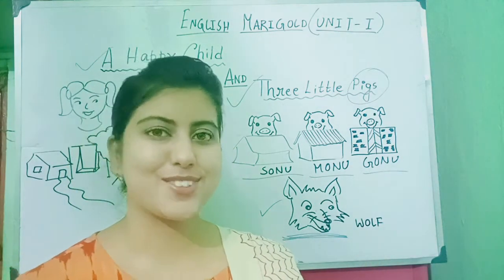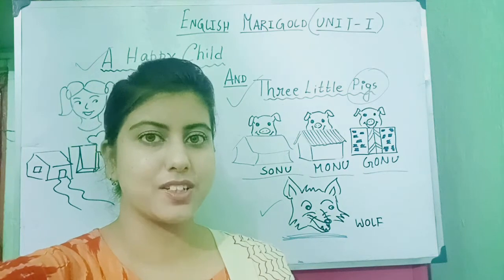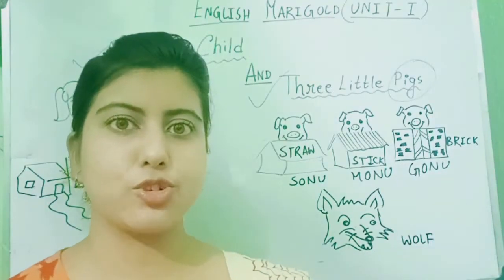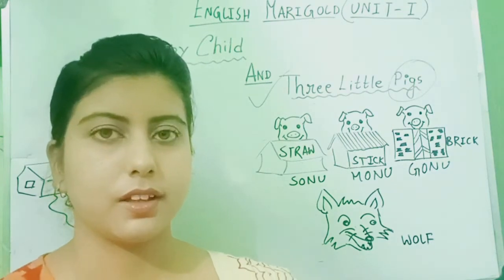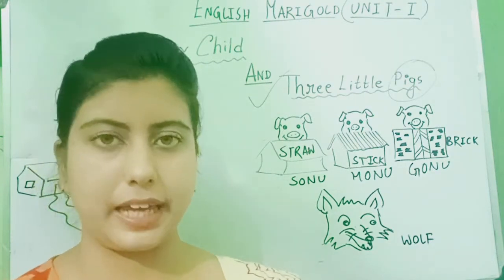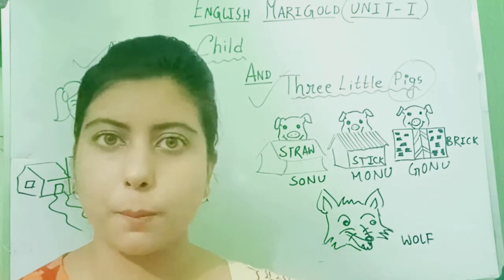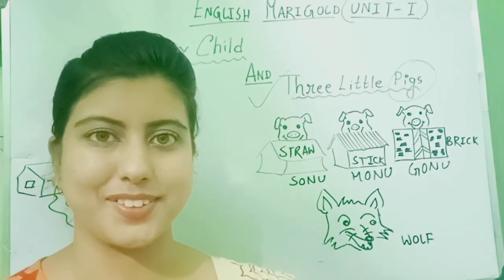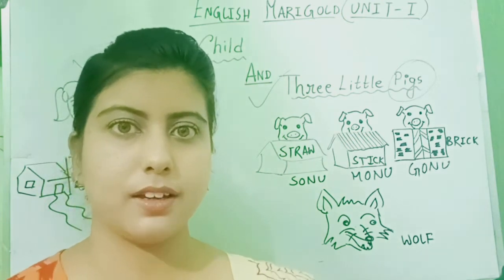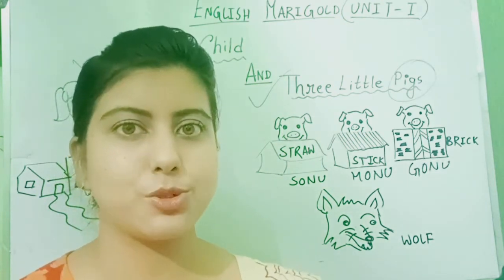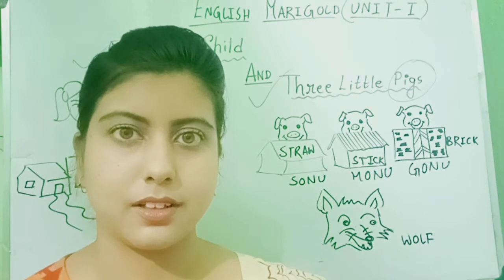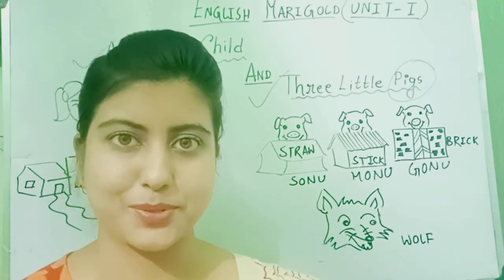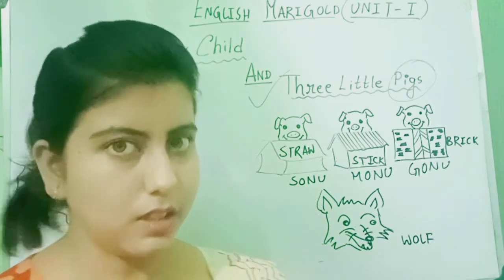So let's read the story about the three little pigs. The story is on page number 8. So children, please open page number 8 and we will read the story together. I will read the story and you will try to repeat after me. You need to read the story well. That will help you.